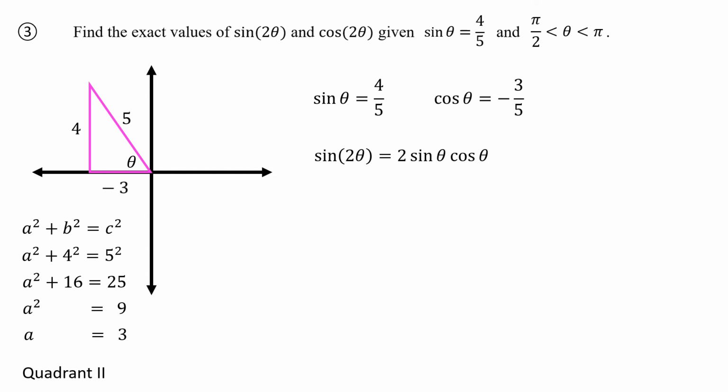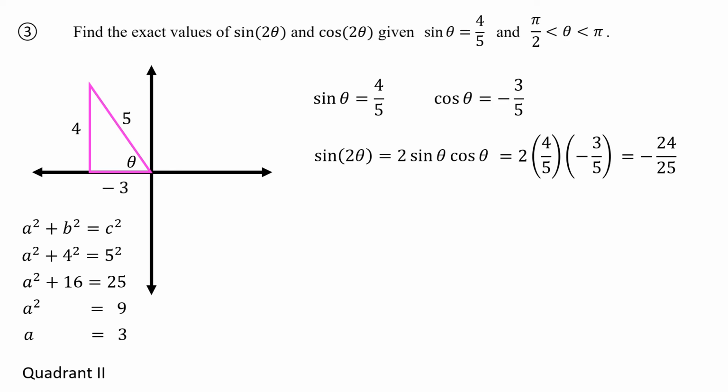Sine of 2 theta, there is no choice. Sine of 2 theta must be 2 times sine of theta times cosine theta. Well, we know what each of those values would be. Since one of the 3 factors is negative, when we multiply, the product will be negative. Numerator, 2 times 4 times 3 will get us a 24. Denominator, 5 times 5 will get us a 25. So the value of sine of 2 theta will be negative 24 over 25.